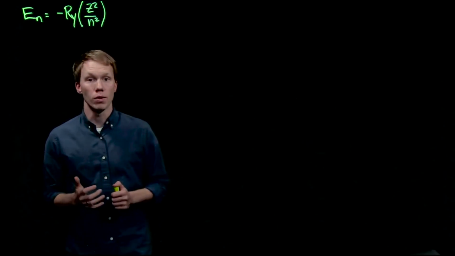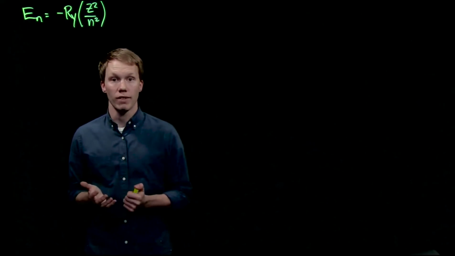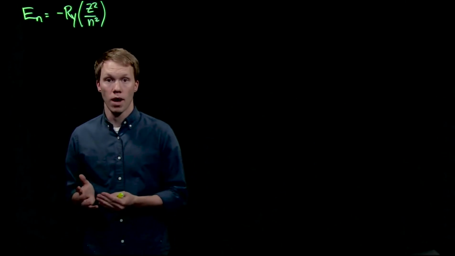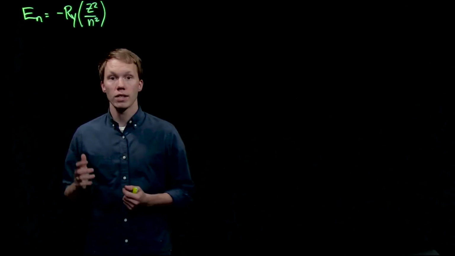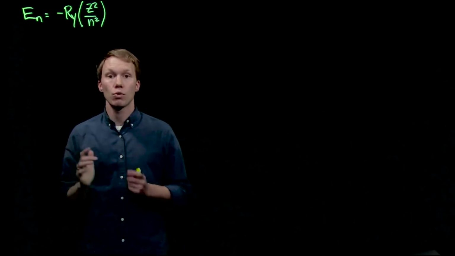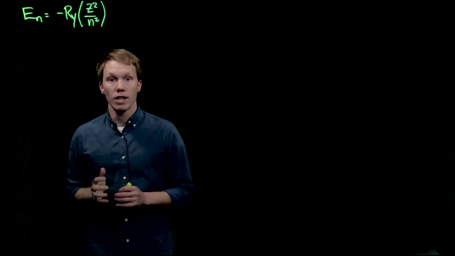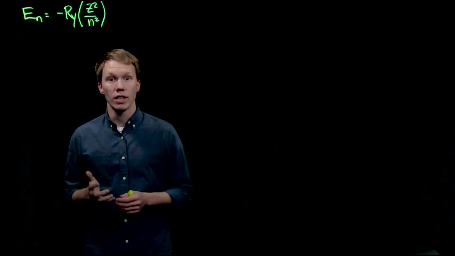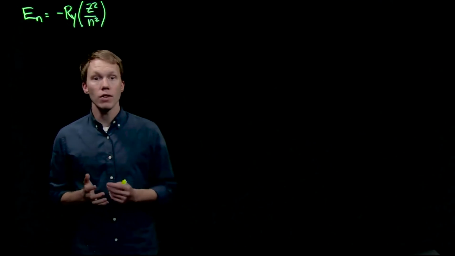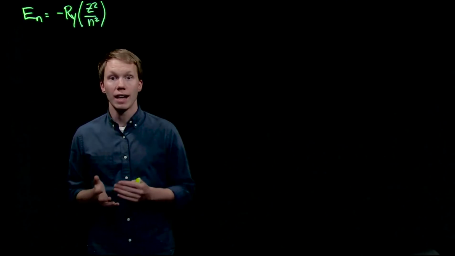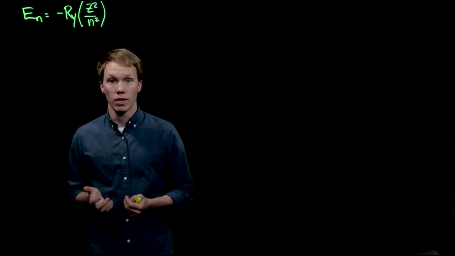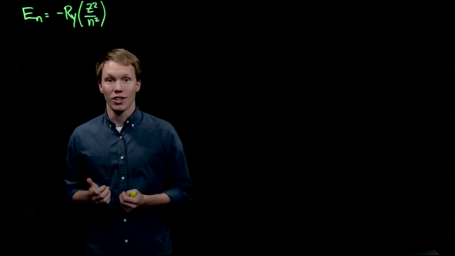Any model that's proposed needs to be supported by experimental evidence, and that's where we're going to connect line spectra to the Bohr model. In this video, we're going to take Bohr's equation for the energy of each orbit and derive an equation that will allow us to calculate the energy of light emitted, so the energy of a photon. And because we know there's a relationship between energy and wavelength and frequency, we can also calculate those variables as well. So let's get started.